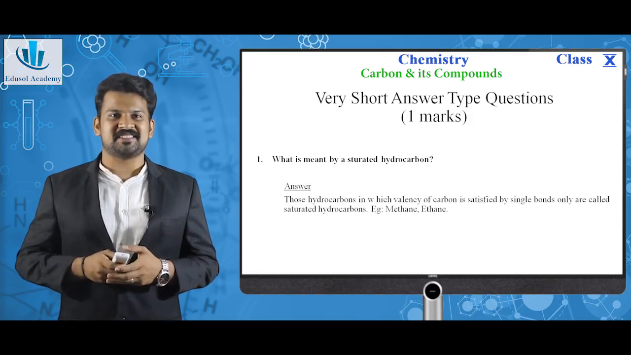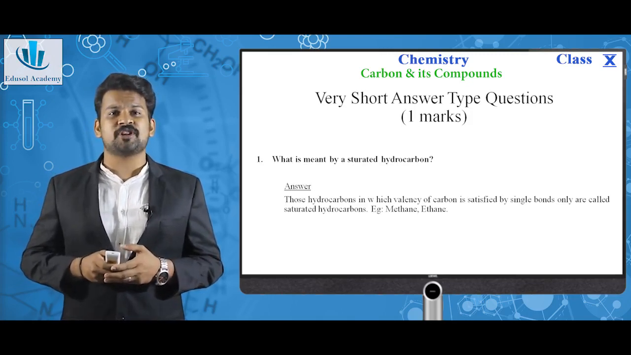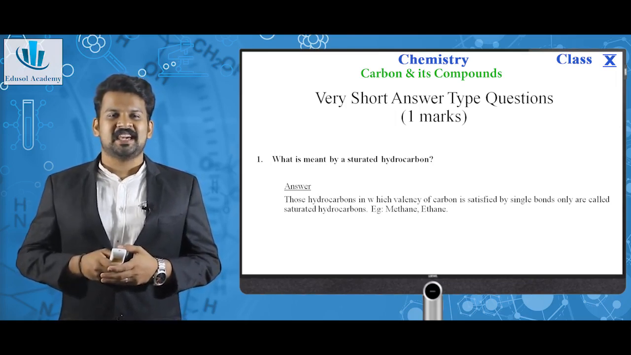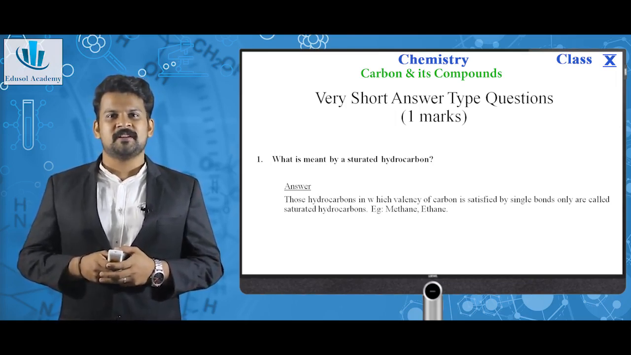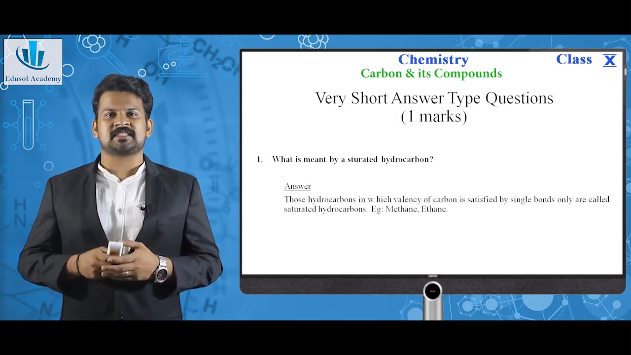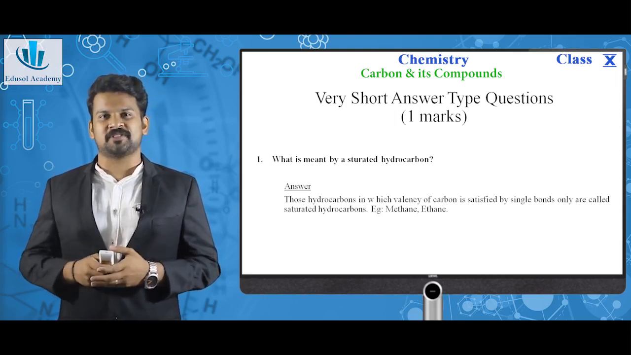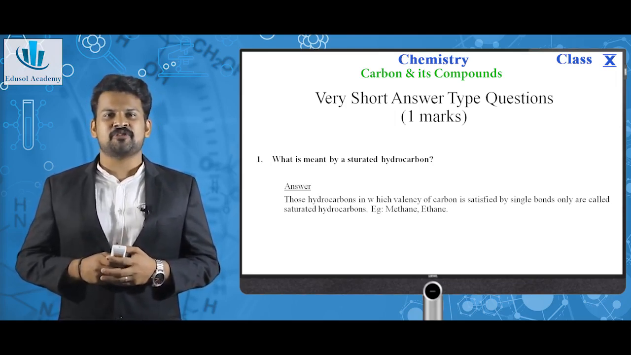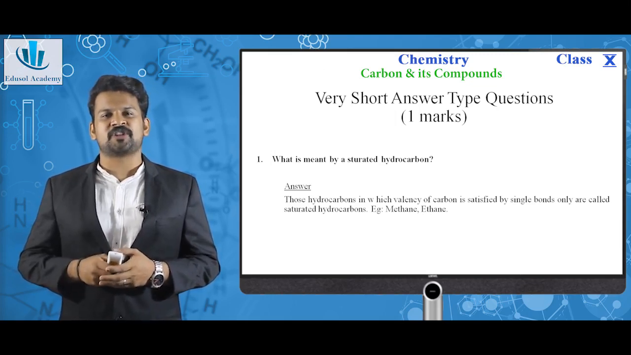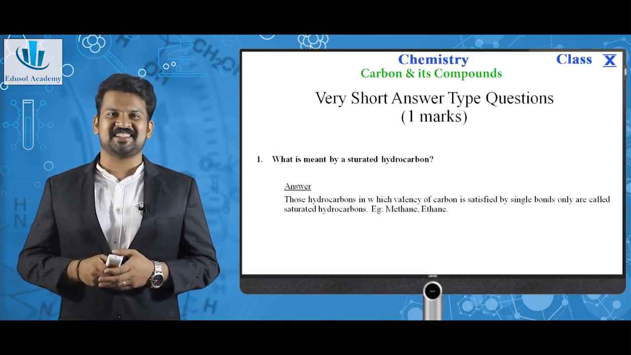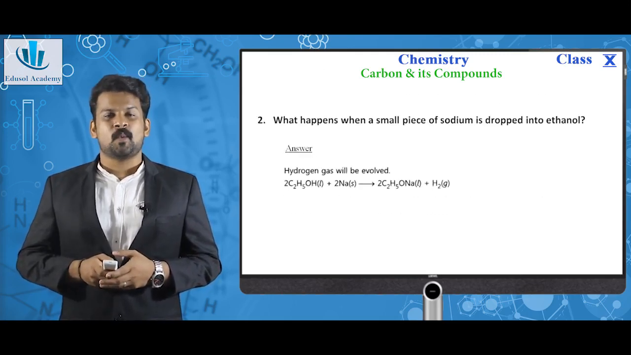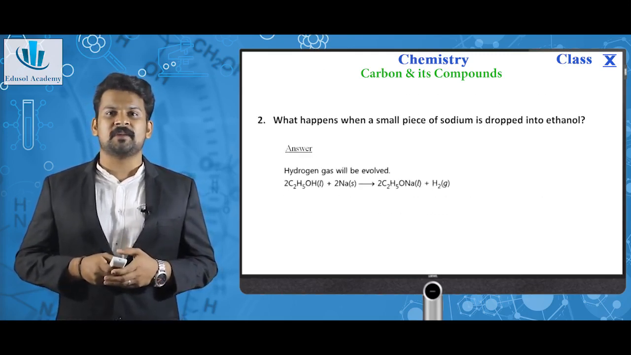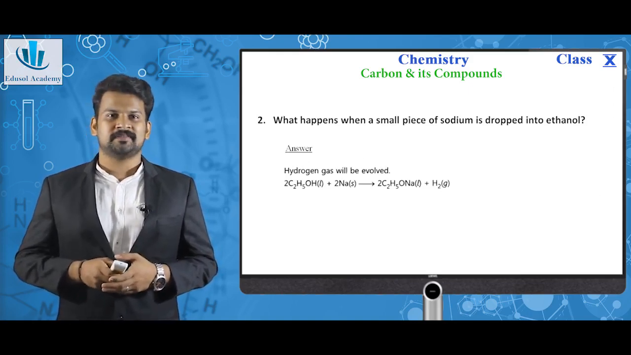First, 1 mark questions. What is meant by a saturated hydrocarbon? A saturated hydrocarbon is one in which the valency of carbon is satisfied by only single bonds. In other words, in saturated hydrocarbons, no double or triple bonds are present. Example, methane, ethane, etc.